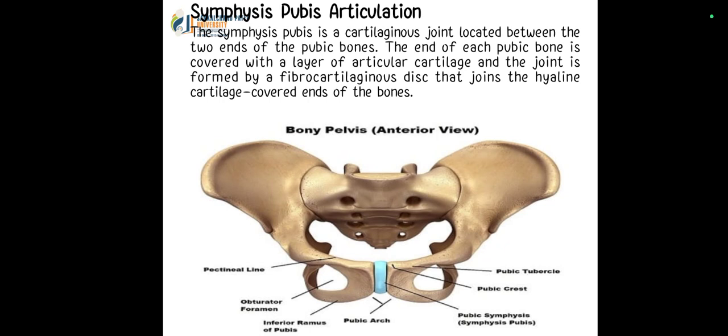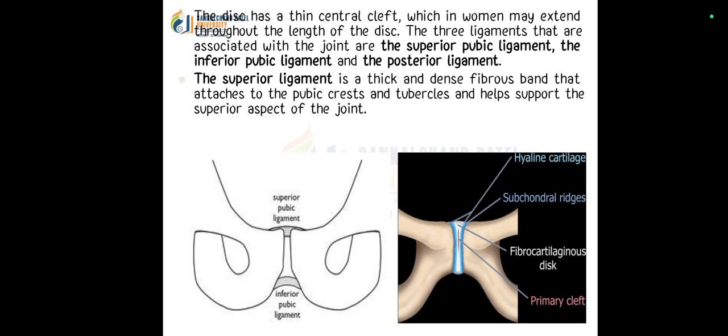Symphysis pubis articulation. The symphysis pubis is a cartilaginous joint located between the two ends of the pubic bones. The end of each pubic bone is covered with a layer of articular cartilage and the joint is formed by a fibrocartilaginous disc that joins the hyaline cartilage covered ends of the bones. The disc has a thin central cleft which in women may extend throughout the length of the disc.